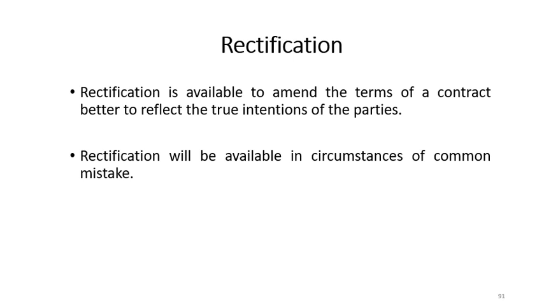Although it is a discretionary remedy, rectification will be awarded unless damages are a suitable alternative. Rectification is available to amend the terms of a contract to better reflect the true intention of the parties. If the intention is something different from what they have put in the document, then they can ask for rectification. Then rectification will be available in circumstances of common mistakes.